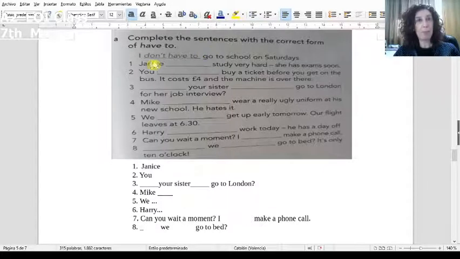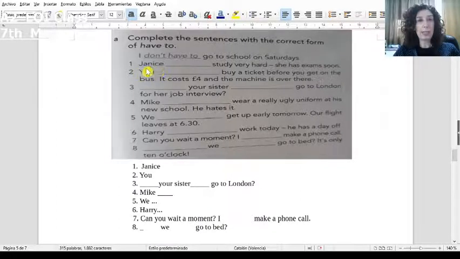¿Vale? Vamos a ver. I don't have to go to school on Saturday. No es necesario que vaya a la escuela los sábados. Pues si algún día voy, ¿alguien me va a denunciar? No. Well, number one, Janice.